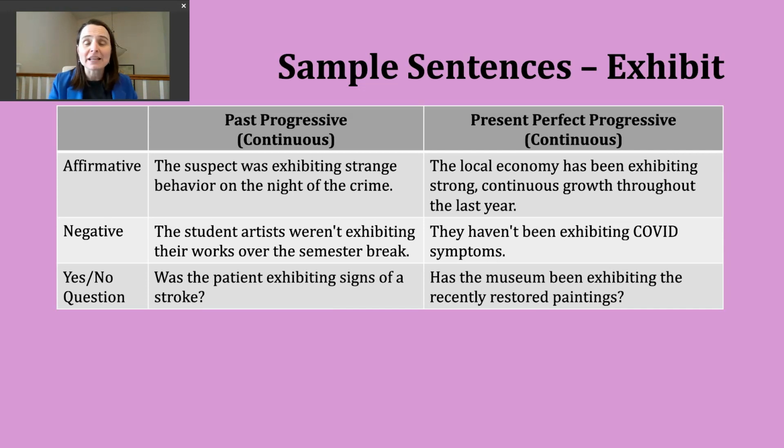In the affirmative, in our positive sentences, we start with a subject, then based on what that subject is, we'll use either have or has. That's the first part. Then we use the participle been, B-E-E-N, and then we use the ing form of the verb. Let's take a look at an example sentence. The local economy has been exhibiting strong, continuous growth throughout the last year.